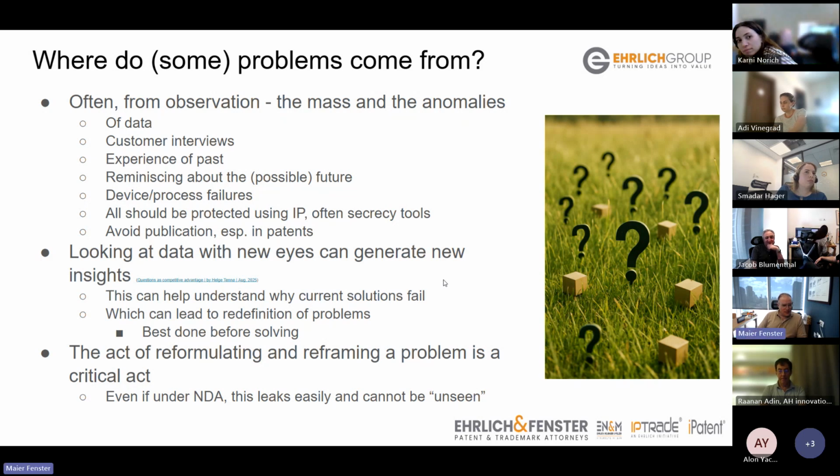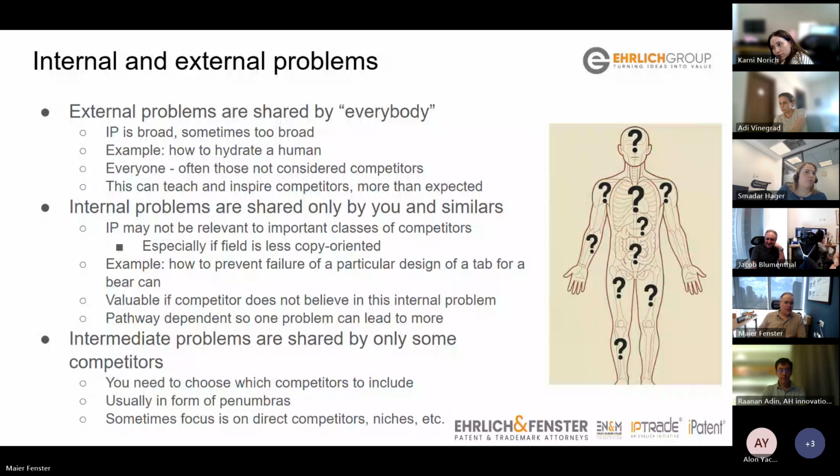A few types of problems I like talking about: internal and external problems. External problems, everybody has. The IP is usually too broad. For example, how do you hydrate people? You can give them a cup of water. You can give them an IV. Lots of ways. And so many people do it that a lot of the people who are doing it are not even your competitors. However, since your protection probably won't cover everybody, your patent application, when it publishes, will definitely, or your product, will definitely inspire your competition.